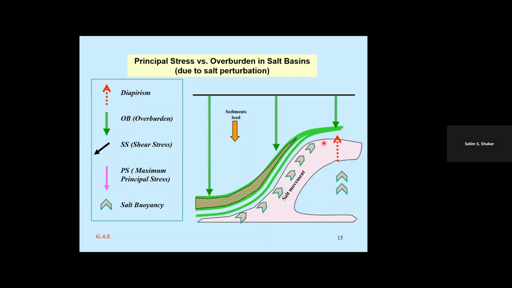It is your diapirism. I call it the diapirism up. Here is your salt buoyancy, and here is the shear stress. What's the result here? The result is your main stress, which is the main one, exceeds the normal, exceeds the OB or the overburden on top of the salt, and is less than the overburden on the basin itself, because there is a reduction.